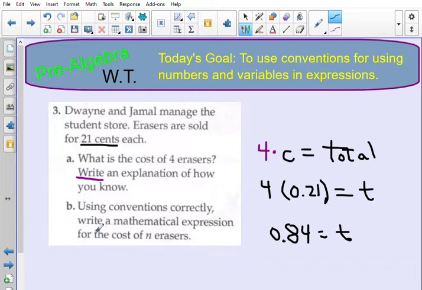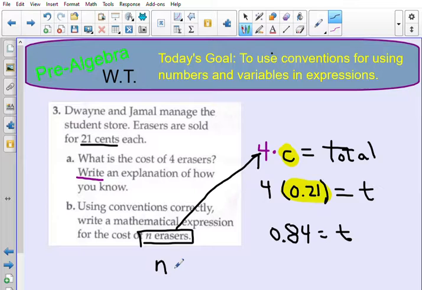Write a mathematical expression for the cost of n erasers. So in this case, for n erasers, remember that this is any amount of erasers. Up above, we had 4 erasers. We no longer have 4 erasers. They want it for n erasers. We also, though, established our cost. Our cost happened to be 21 cents. So we're just going to take our cost, C, and change it to the 21 that we now know. And our n, we're going to replace where the 4 was.